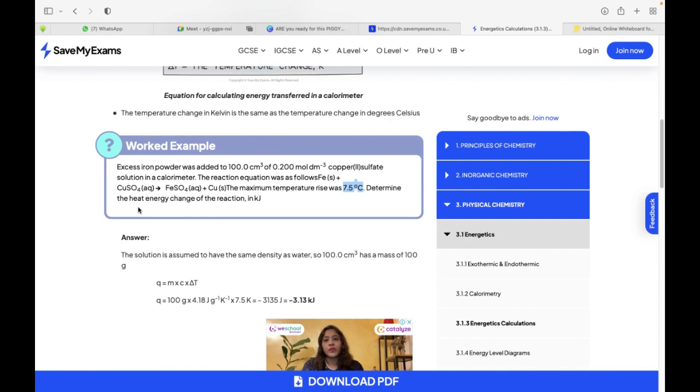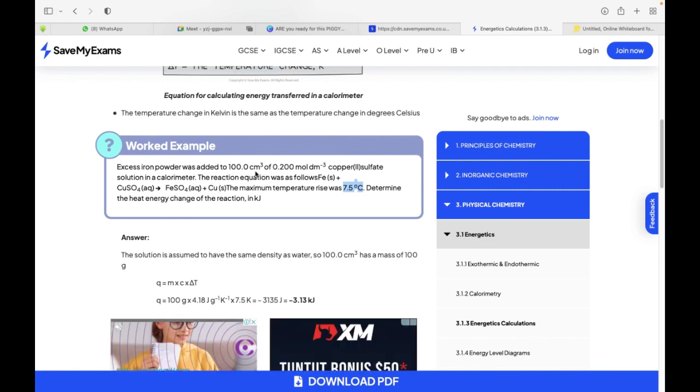Now determine the heat energy change of the reaction in kilojoule. So we're going to find the mass. There are one or two things that we're going to do. We're going to calculate the mass. If you don't find the mass, we will not be able to solve this equation.